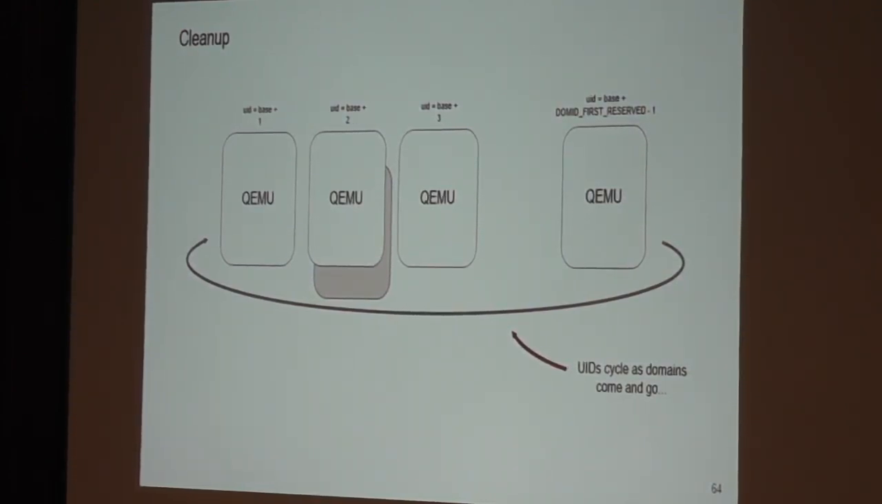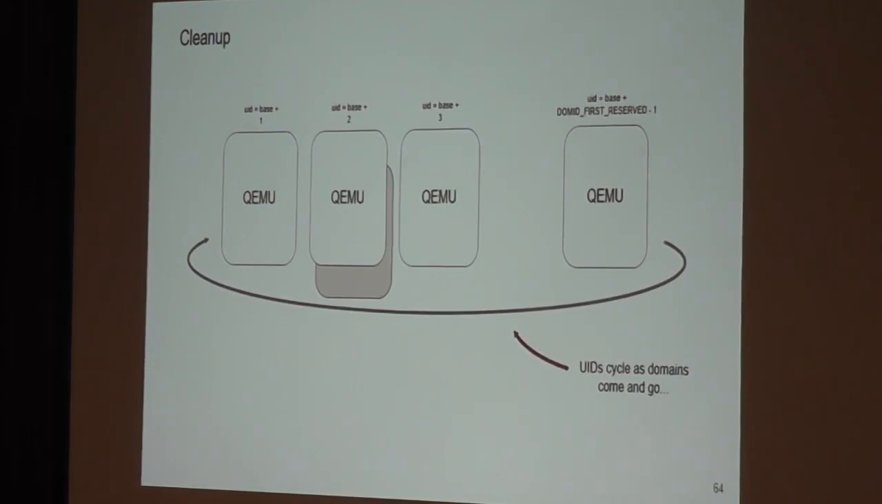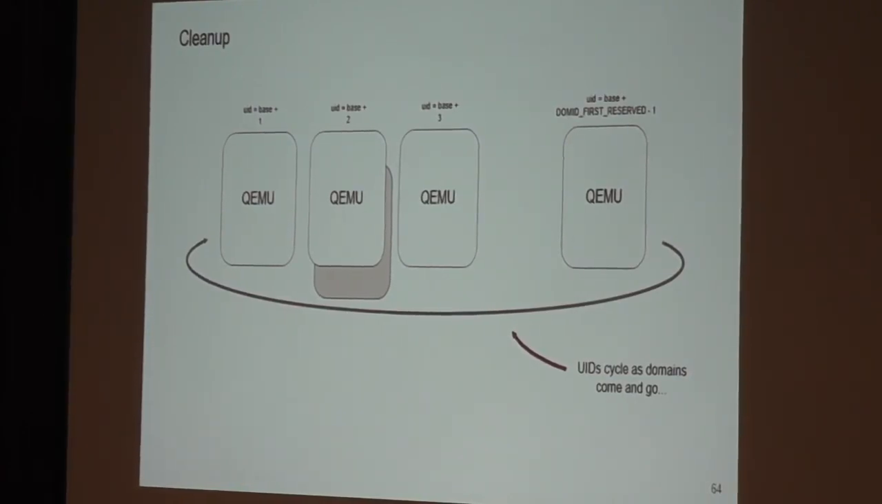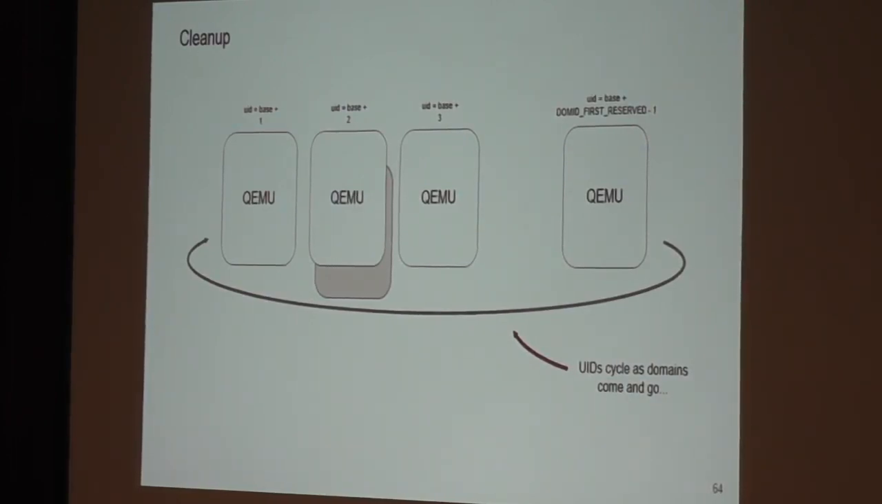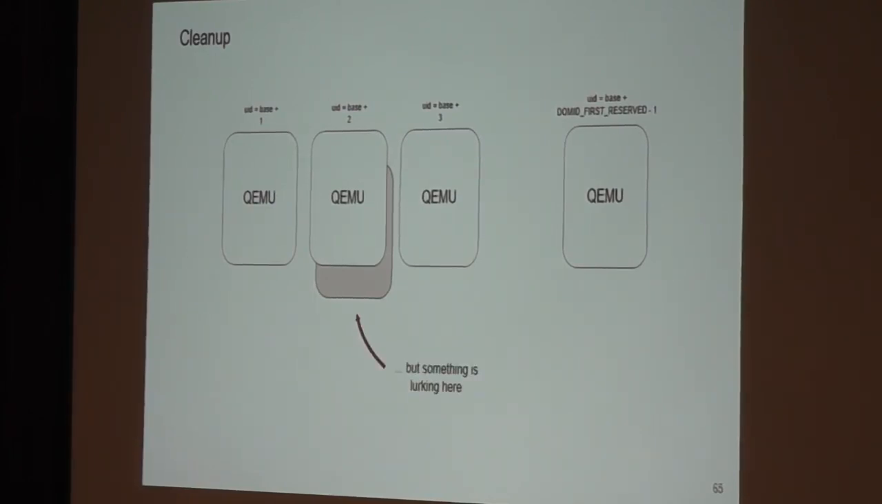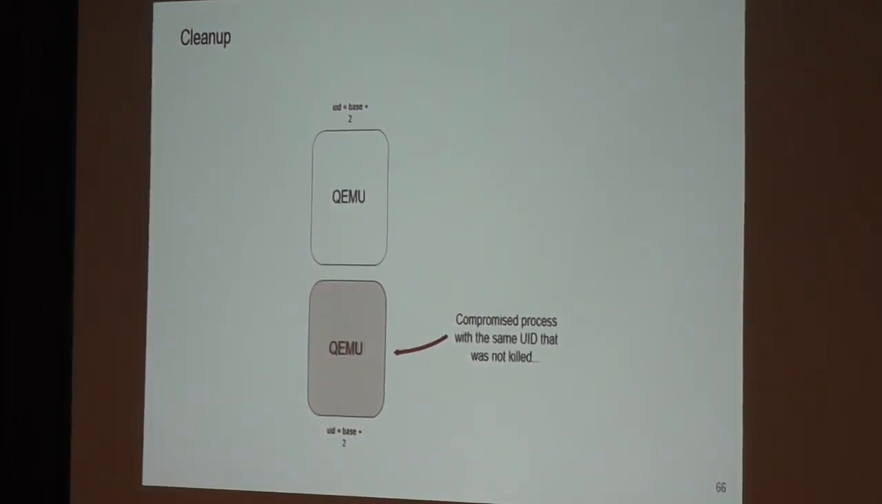But as we start and stop guests, we're going to be starting and stopping QEMU processes, and there's a problem with this, because the DOM ID is eventually going to cycle back round. Obviously it's not going to cycle back round to 0, because that's DOM 0. So we're going to cycle back round to say DOM ID 1, and we're going to come back round again. But there's going to be an issue at some point, potentially, which is that there's something lurking behind that one, and that something is a compromised QEMU process that didn't die.